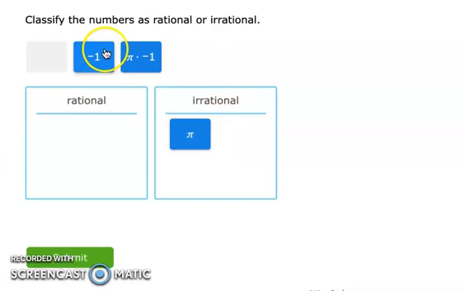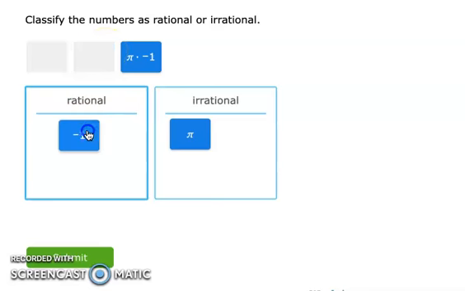Now the next number is -1. -1 is an integer, and an integer can be converted into a fraction by putting a 1 under. So -1 is the same as -1 over 1, and that makes it into a fraction. Therefore, -1 is rational. So all the integers are rational numbers. Remember, integers are whole numbers and their opposites: whole numbers 1, 2, 3, 4, opposites -1, -2, -3, -4.